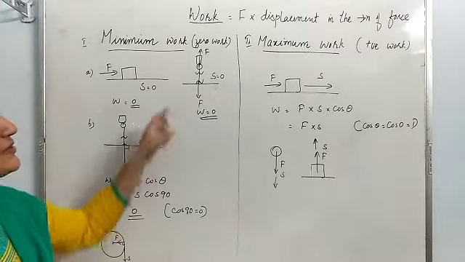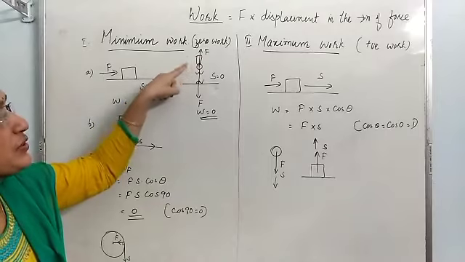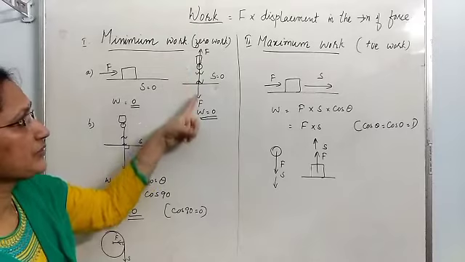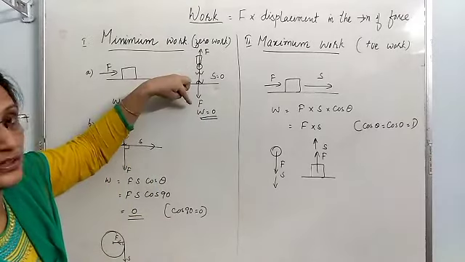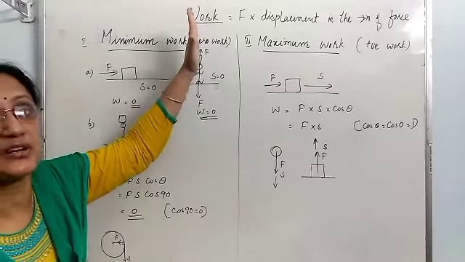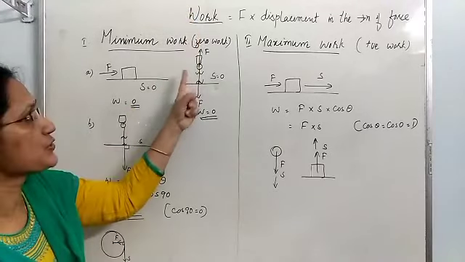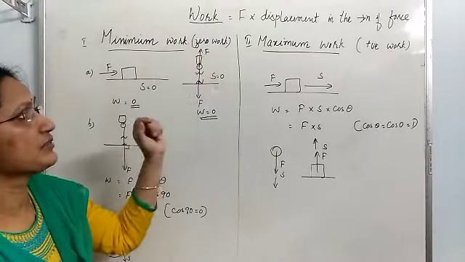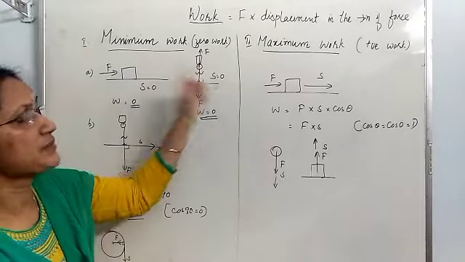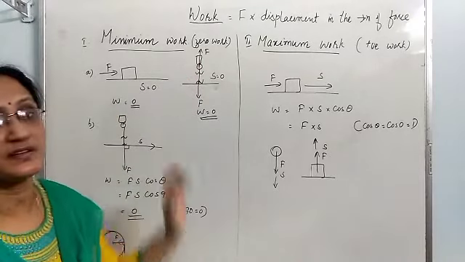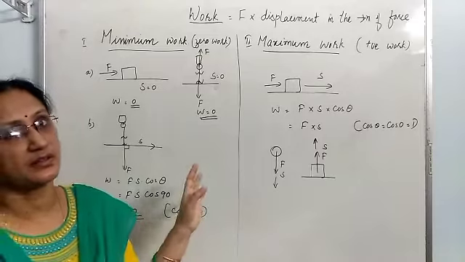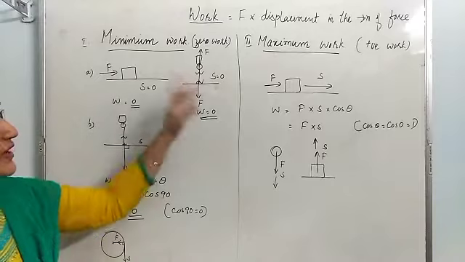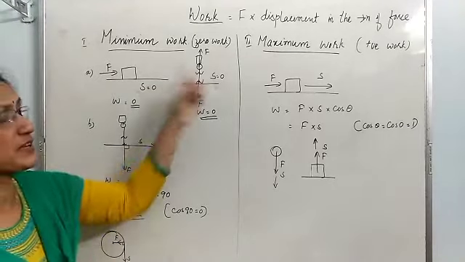Then see another case: a man is carrying some luggage on his head and standing. Standing means he is stationary. The gravitational force is acting in the downward direction. Against the gravitational force, the man has to apply an upward force. And the displacement is 0. So the work done is 0. Force into displacement, that displacement is 0. So he does 0 work. In both these cases, no work is done because displacement is 0.